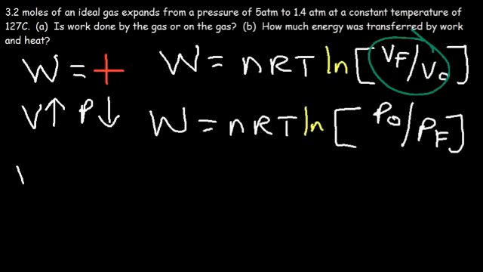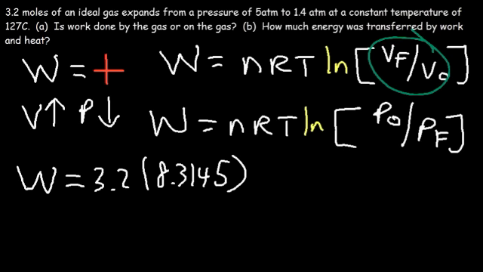So now let's finish the problem. N in this problem is 3.2 moles. R is still 8.3145. Now, the temperature has to be in Kelvin. If you have any equation where you just see T, like in PV equals nRT, or this equation, it has to be in Kelvin. But for equations where you would see the term delta T, it can be in Kelvin or Celsius. Just keep that in mind.